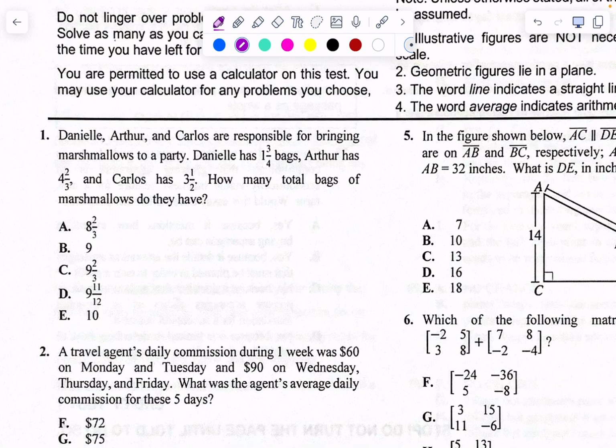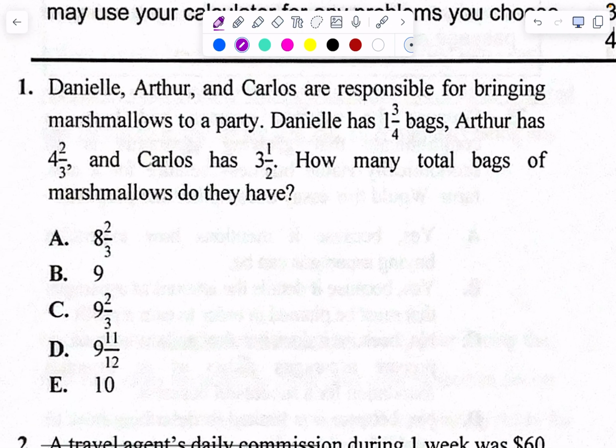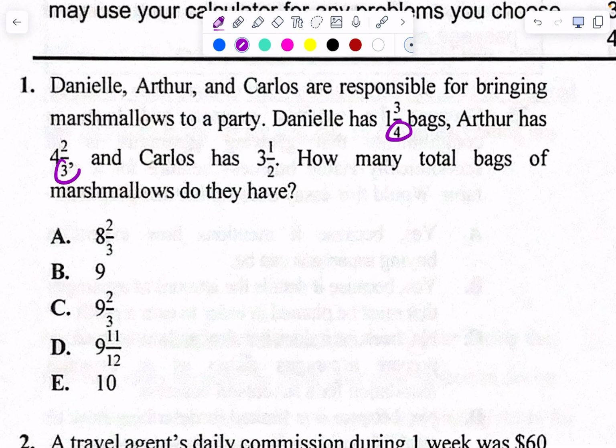Daniel, Arthur, Carlos are responsible for bringing marshmallows to a party. Daniel has 1 3/4 bag, Arthur has 4 2/3, and Carlos has 3 1/2. How many total bags of marshmallows do they have? What are we doing? Common denominator. Okay, so we've got a 4, a 3, and a 2. What shall we do? 12s, okay? So 1 and we have to multiply by 3 to get it to be 12, right?